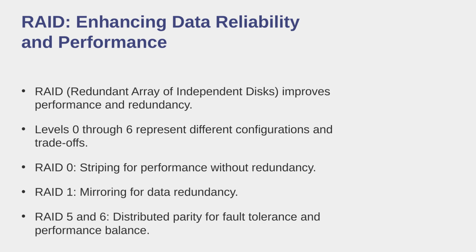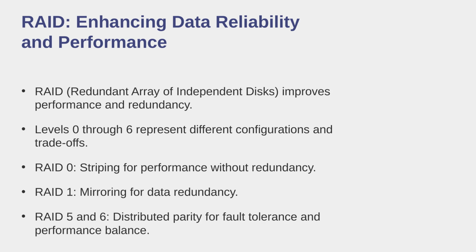This configuration is ideal for applications where speed is critical and data loss is acceptable. In contrast, RAID 1 uses mirroring, duplicating the same data on two disks. This provides excellent redundancy. If one disk fails, the other can take over without data loss. However, the downside is that it effectively halves the available storage capacity.